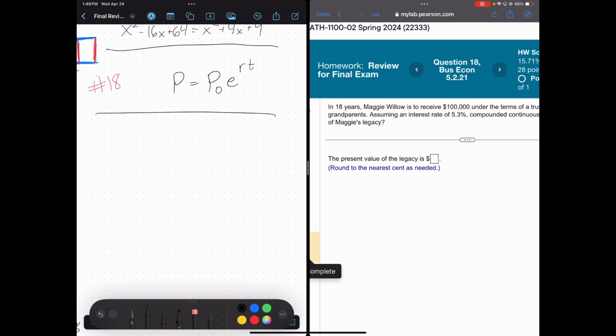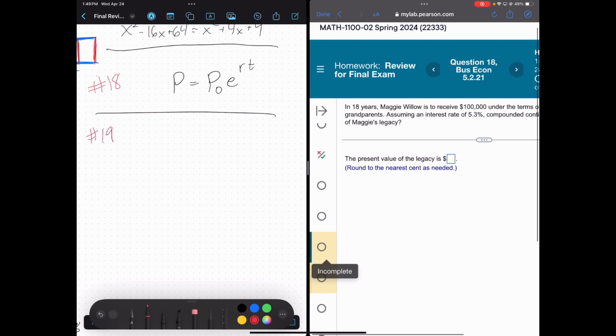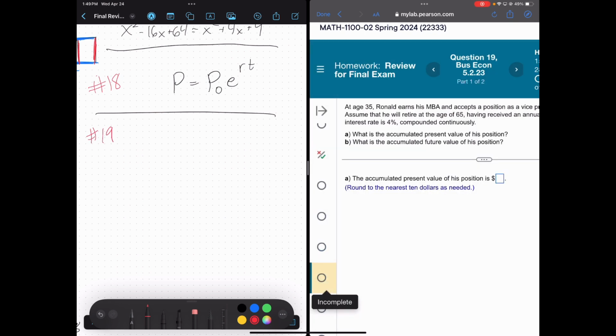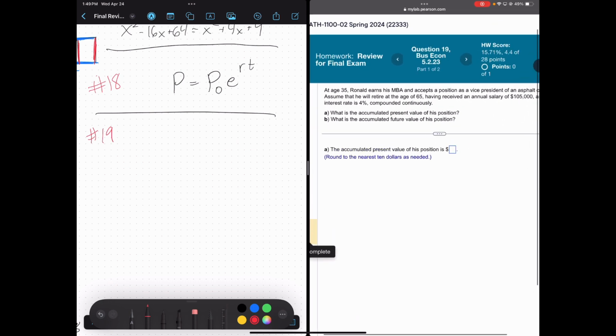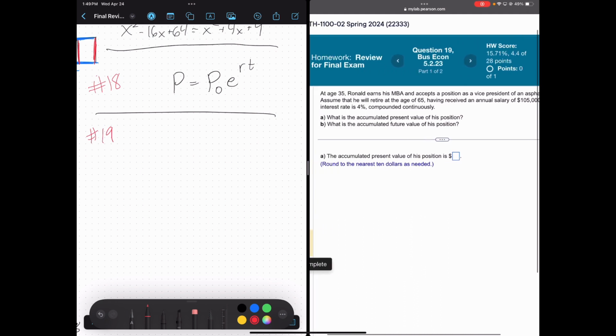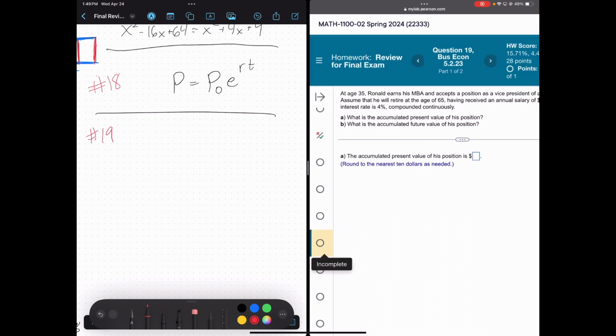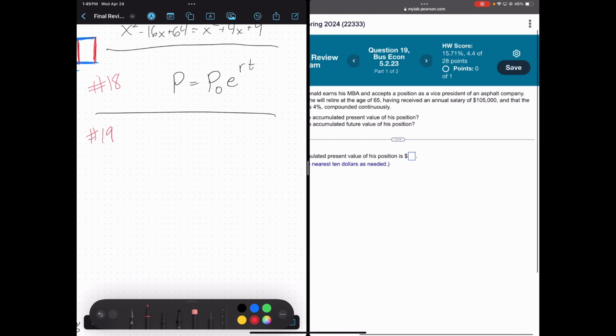Okay. What about number 19? At age 35, Ronald earns his MBA and accepts a position as a vice president of an asphalt company, yada, yada, yada. Assuming that he will retire at the age of 65, having received an annual salary of $105,000. Is this different? Yes. Now I have an accumulated income stream because I'm talking about an annual salary that he gets every single year.